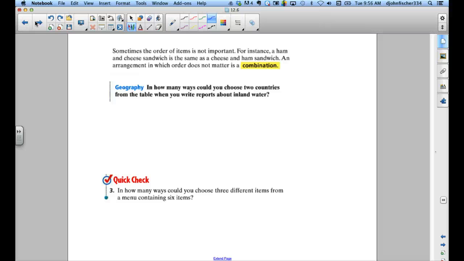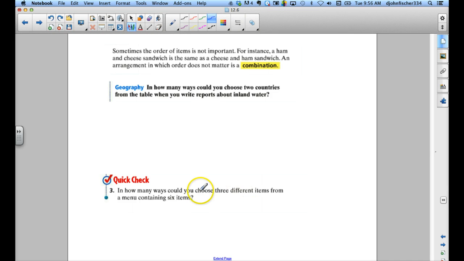How many ways could you choose 2 countries from a table when you write reports about inland water? There's a lot of ways. You could choose these 2 countries. If I choose Russia and France, choosing France and Russia are the same thing. So there's a lot of different ways as you look through it. So let's try one here.